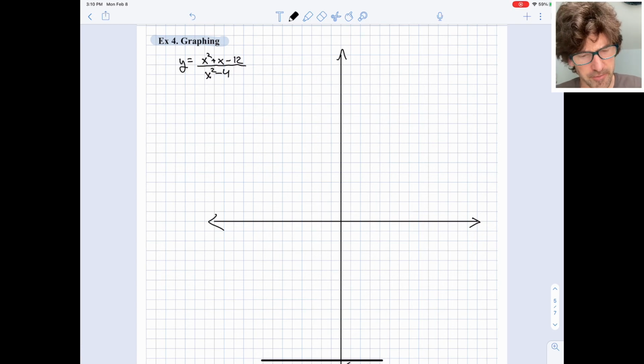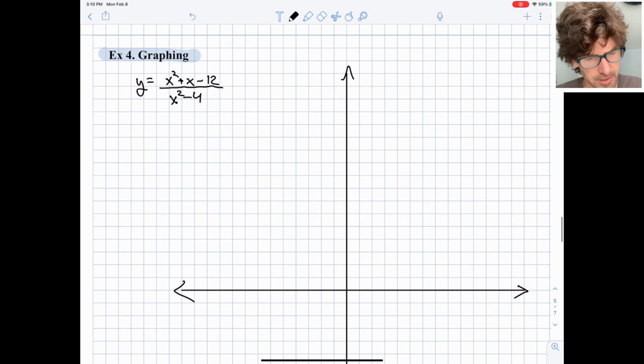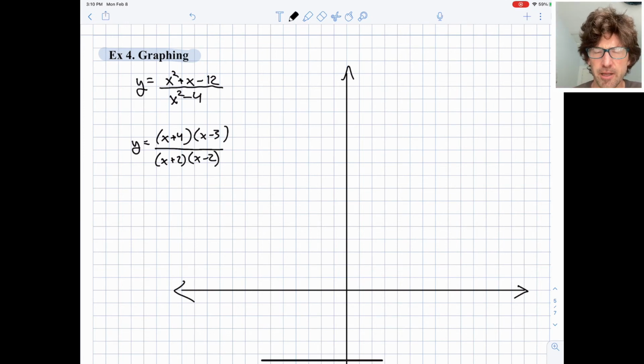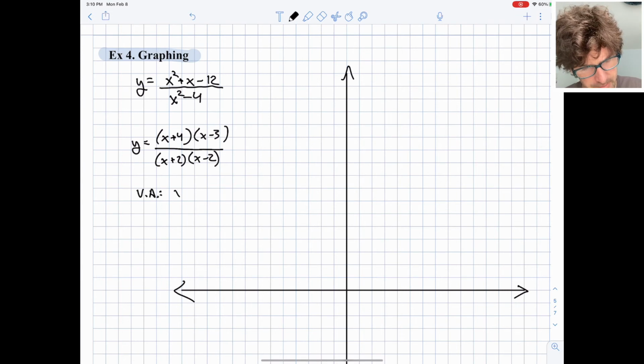I think it's always beneficial to do any factoring you can first. So let's factor up top and down below as well. Up top, we have two binomials, x plus 4 and x minus 3. And down below, it's a difference of two squares, so x plus 2 and x minus 2. Right away, we can see that nothing will cancel, so there are no holes, no removable discontinuities here. But we do have two vertical asymptotes.